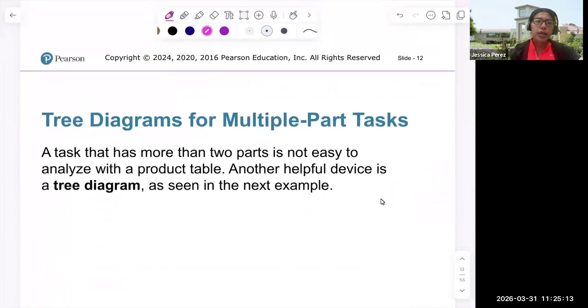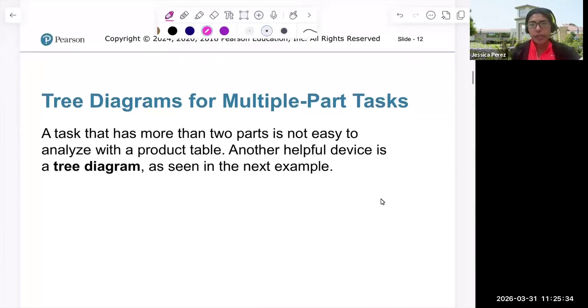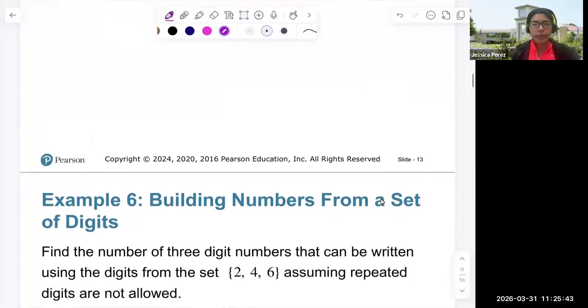Now, the third part is looking at another way of counting, using a tree diagram for multiple parts. On the first one, it was nice and easy. It was just listing the number of options. Then if there's a 2 task, we did a product table. And then the third time, now we're looking for a multiple part task. That means that a task has more than 2 ways, so it's not easy. So another device that we're going to use for a different type of counting is called a tree diagram. So let's look at that example.